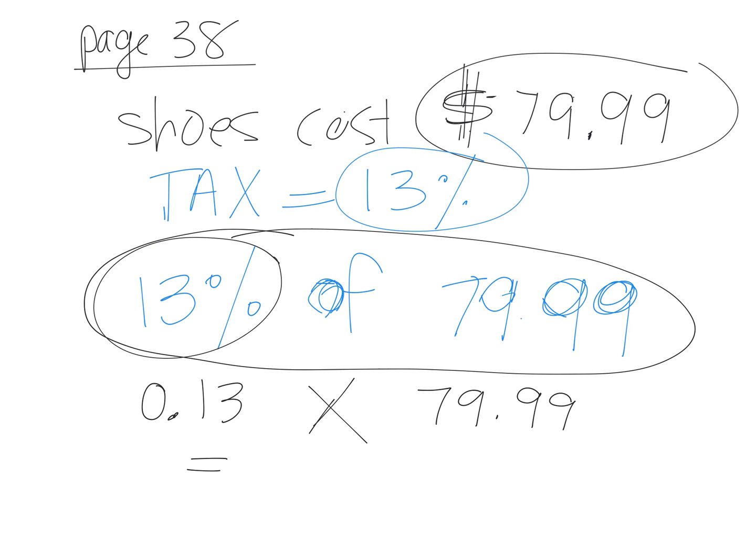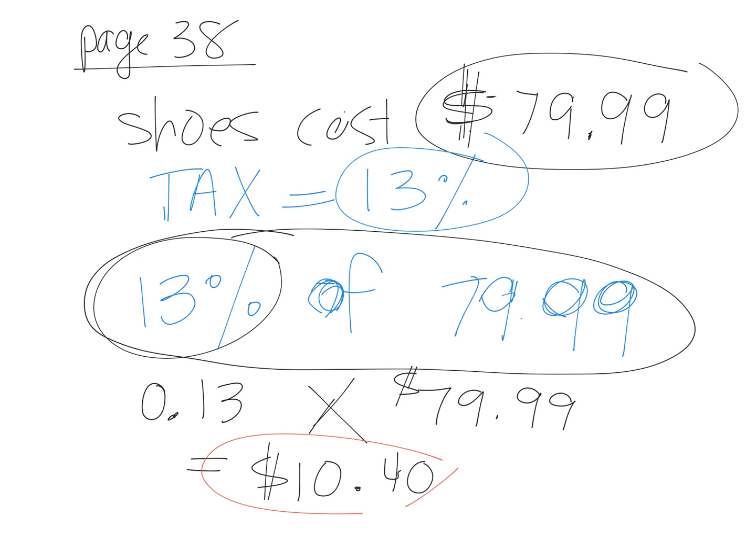So I want everyone to get a calculator right now, and I want you to calculate that. 0.13 times 79.99. Now we're dealing with money right now, right? Tax is a dollar amount. So I want you to tell me the answer rounded to 2 decimal places. So we're going to round it to $10.40.